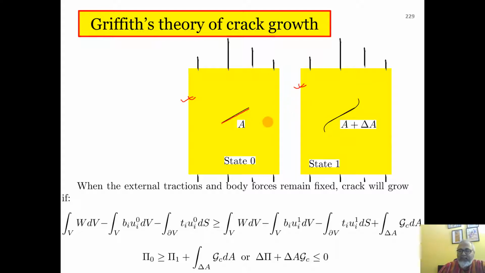And Griffith's idea is that this transition will happen spontaneously provided going to state 1 reduces the total potential energy of the system. So if you remember from your elasticity courses, the total potential of an elastic system is the strain energy stored minus the potential of the external loads. So the potential of the external loads in state 0 are these terms. This is the traction applied on the body at state 0, displacements on the surface at state 0 integrated over the whole surface gives the total potential of the loads due to the surface tractions, whereas this gives you the total potential of the loads due to the body forces. So this is the potential of the loads.